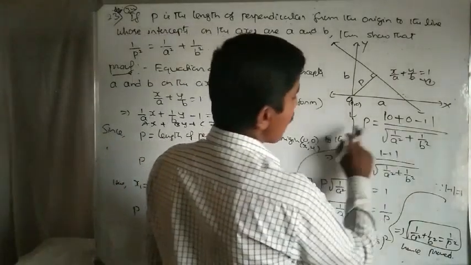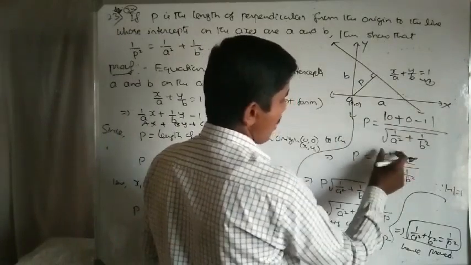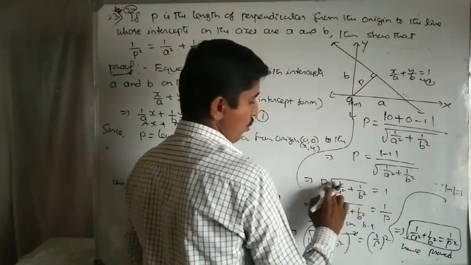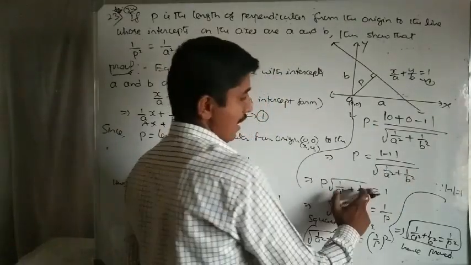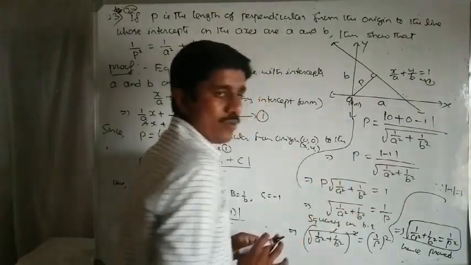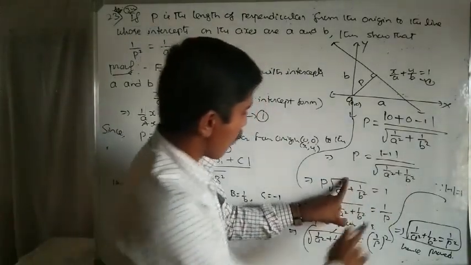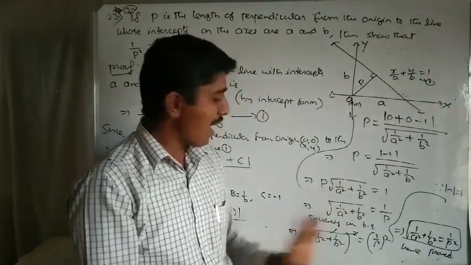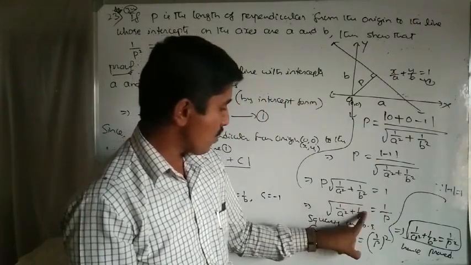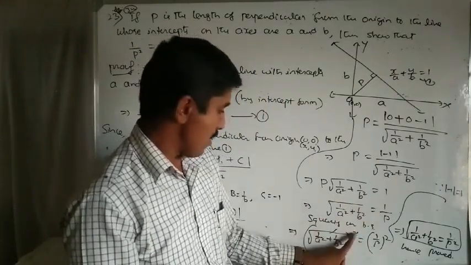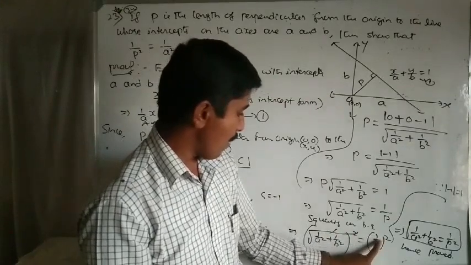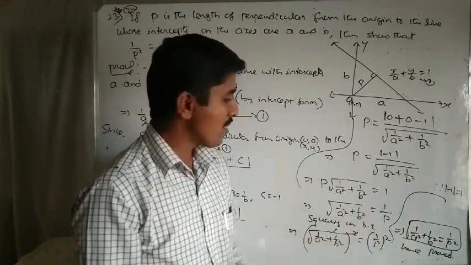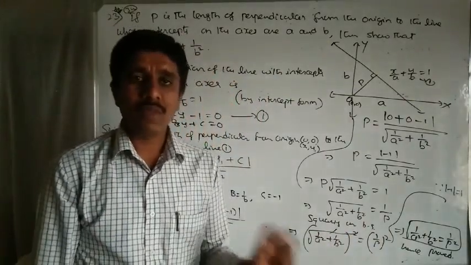What is it? Here, modulus of minus 1 divided by the root, taking cross multiplication, p into root of 1 by a square plus 1 by b square is equal to modulus of minus 1, which is plus 1. Again this root value is equal to 1 by p, by cross multiplication. Now squaring on both sides, LHS whole square is equal to RHS whole square. The square gets cancelled. Here 1 by p whole square is equal to 1 by a square plus 1 by b square. Hence it is proved. Very important, very easy.